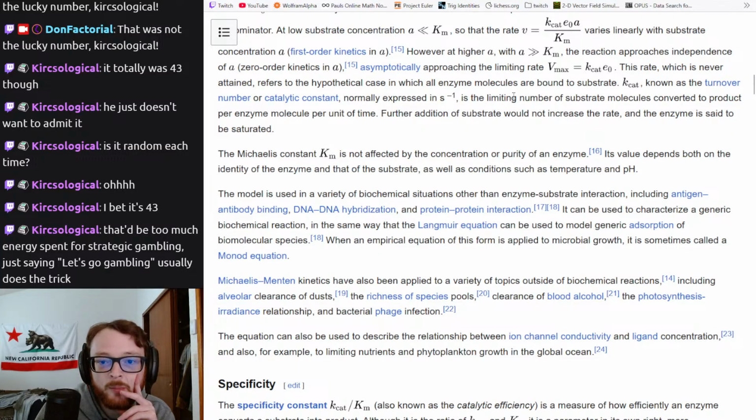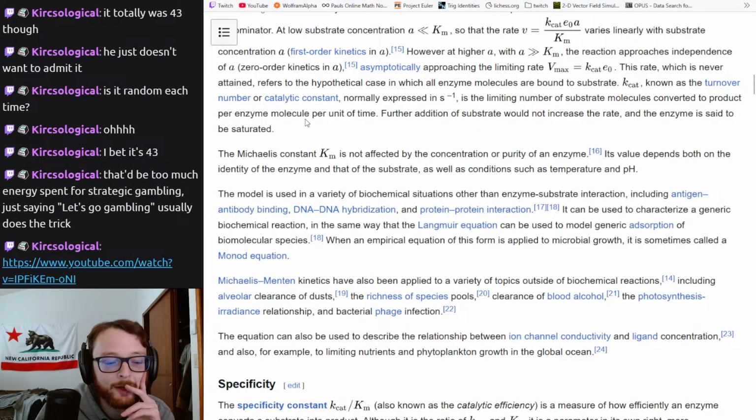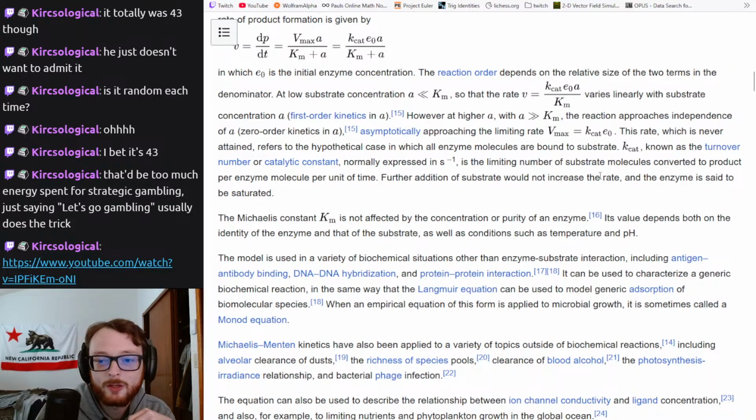Limiting number of substrate molecules converted to product per enzyme molecule per unit of time. Limiting number of substrate molecules. Substrate is like the food or like energy. Converted to product, per enzyme molecule per. Okay.